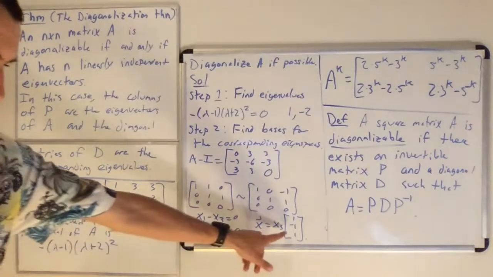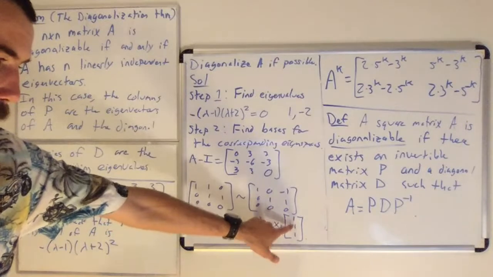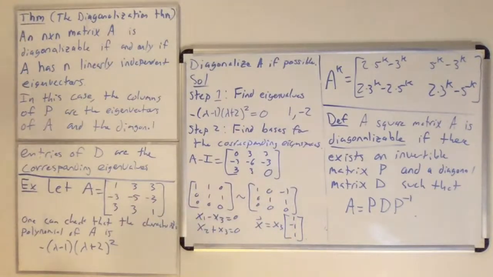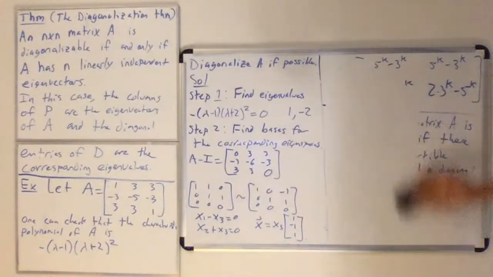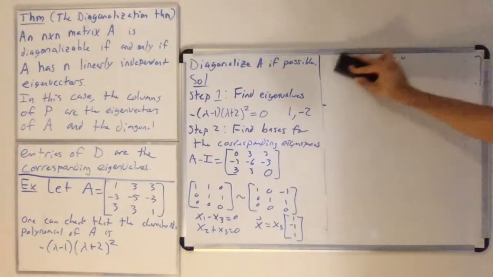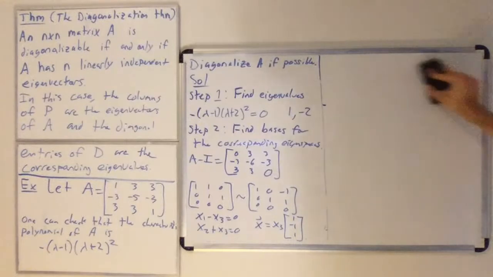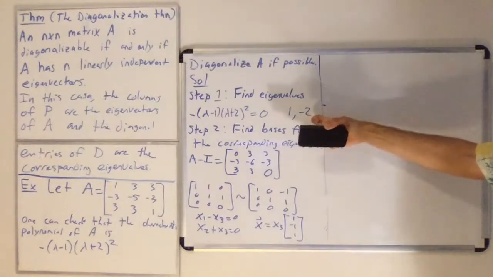Which we could work out to be x3 times the vector (1, -1, 1). I skipped a few steps, but we've done this type of example a bunch, so you could verify this on your own. So that's one eigenvector.